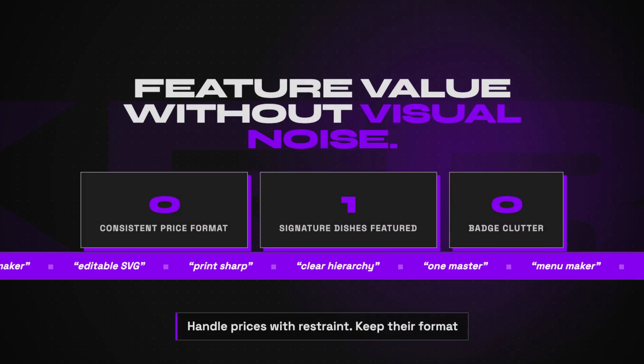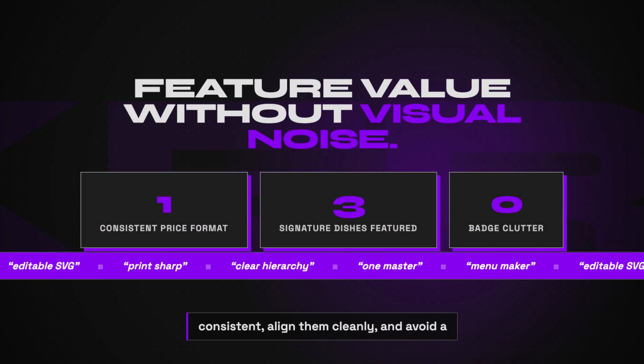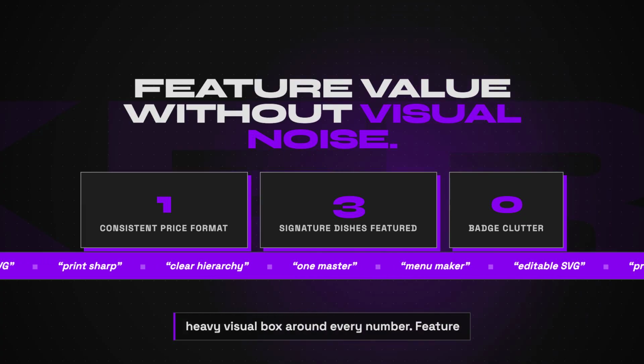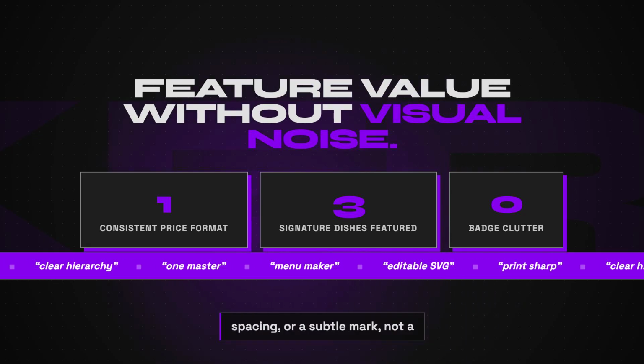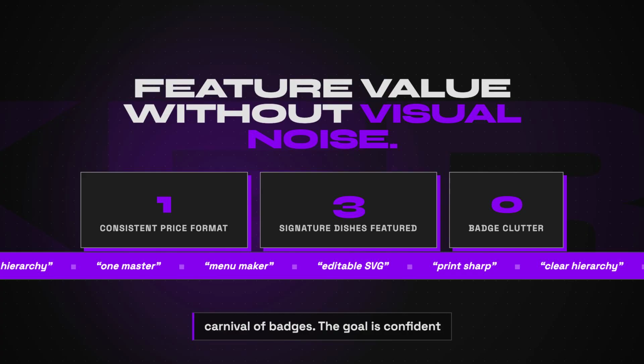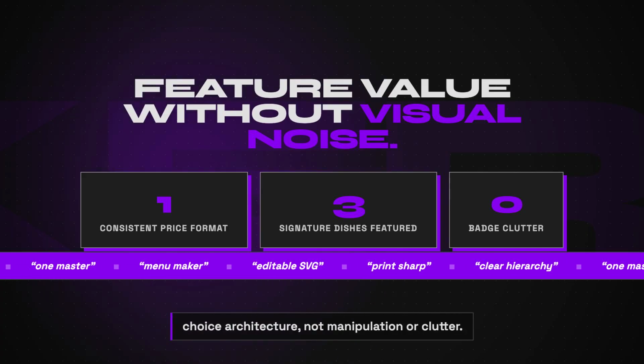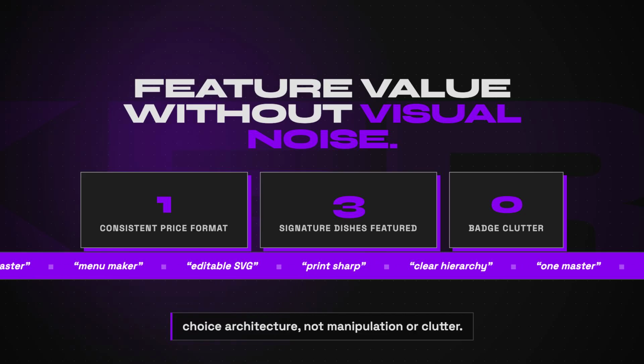Handle prices with restraint. Keep their format consistent, align them cleanly, and avoid a heavy visual box around every number. Feature a few profitable signature dishes through position, spacing, or a subtle mark, not a carnival of badges. The goal is confident choice architecture, not manipulation or clutter.